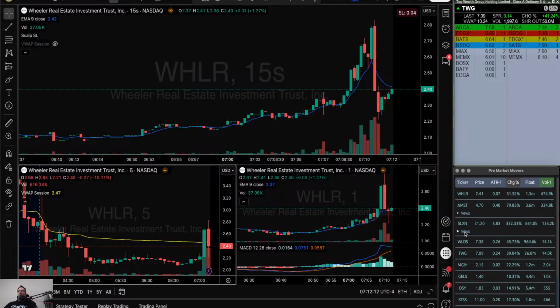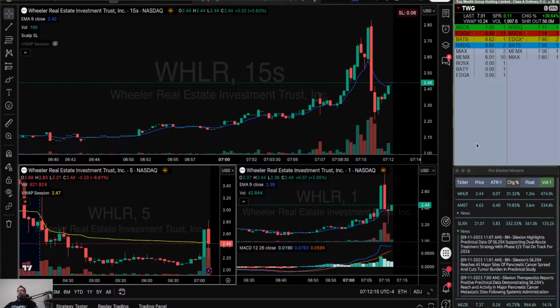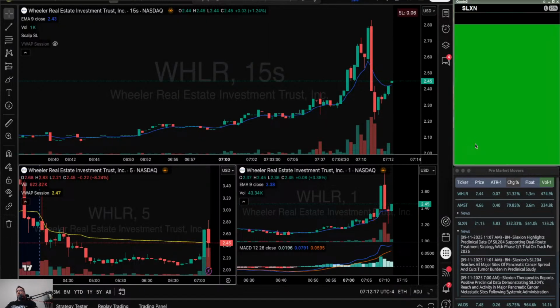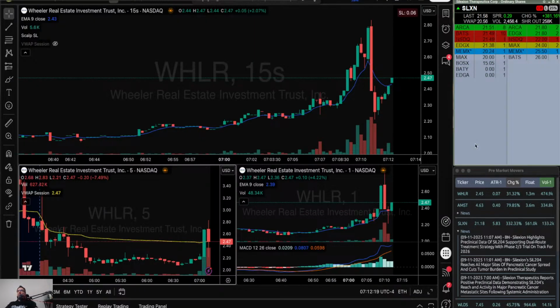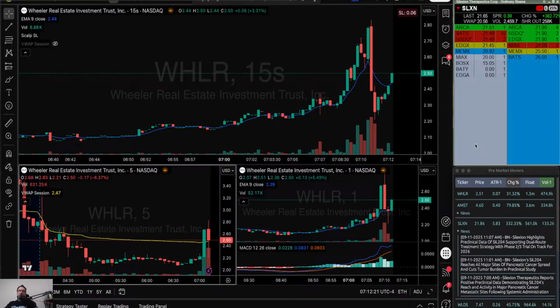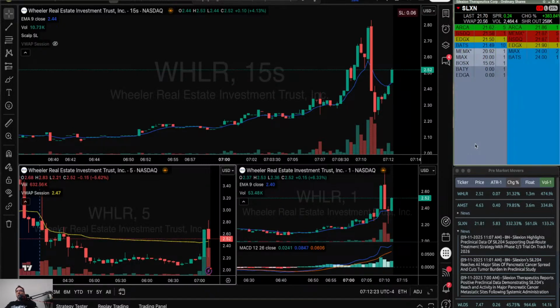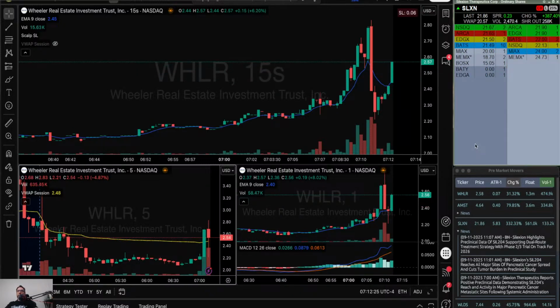That was good. SLXN was really nice, but look at the spread. SLXN, look at that spread. It's like 50 cents. It's jumping from 3 cents to like 40 cents to a quarter to 8 cents to 3 cents.